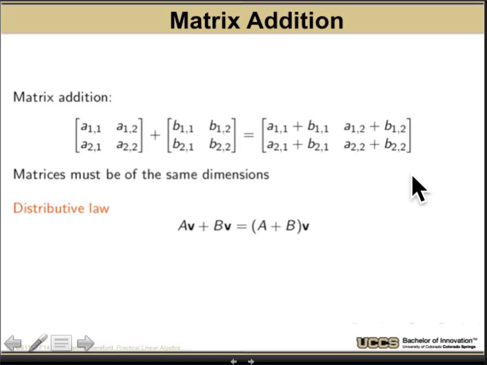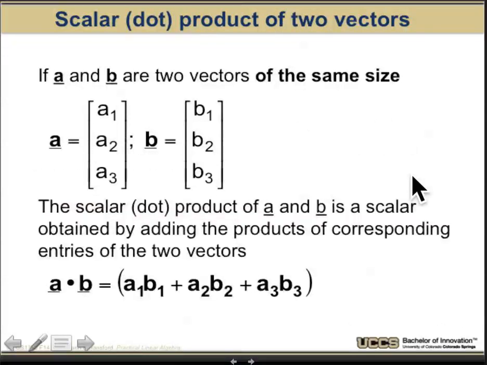So now we're going to start talking about the product. The first product we've actually already seen. If A and B are two vectors of the same size, the same length, A1, B1, B2, B3, then we've talked about this idea of what's called the scalar product or the dot product, and that's obtained by taking the corresponding elements and multiplying them. So we take the first two elements times each other, the second two elements times each other, the third two elements times each other.